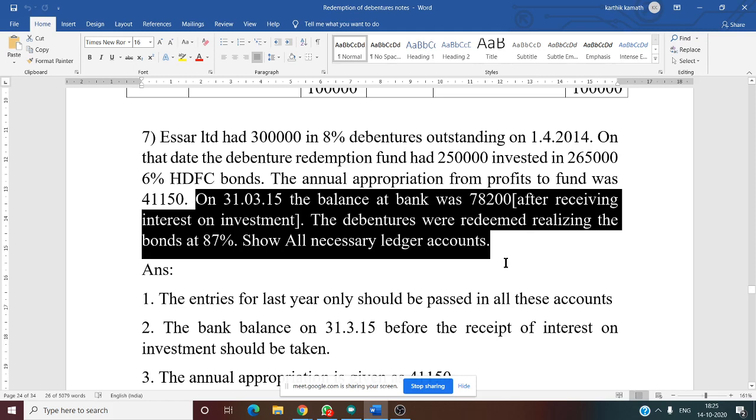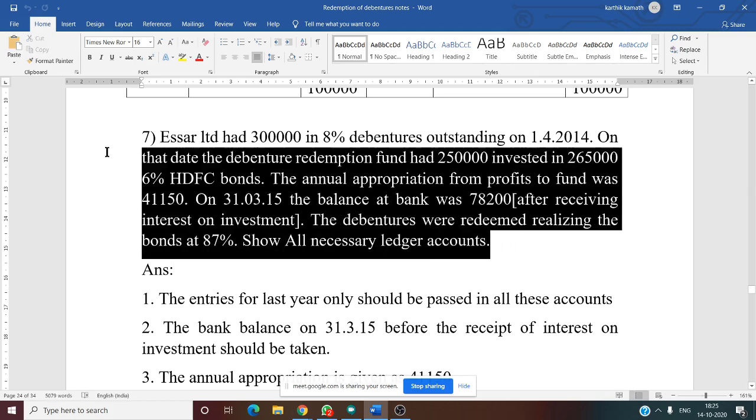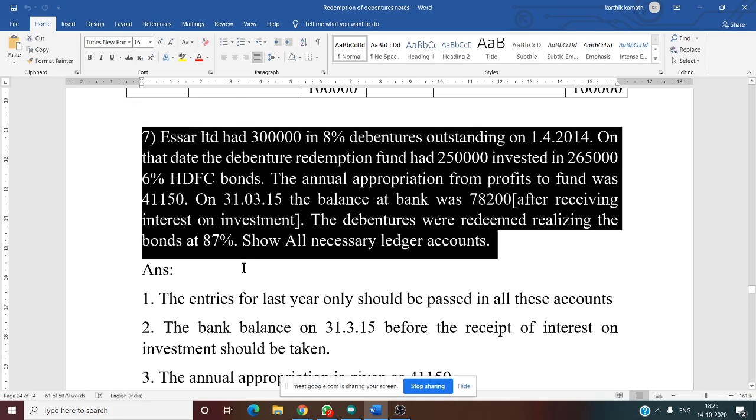The debentures were redeemed, realizing the bonds at 87%. At 87% it is redeemed. That means we need to see whether there is a profit or loss. Here there is a loss. Show all necessary ledger accounts. Very simple problem. One thing you need to remember about face value, don't get confused: 2,65,000 is the face value, and 2,50,000 is the debenture redemption fund balance given.